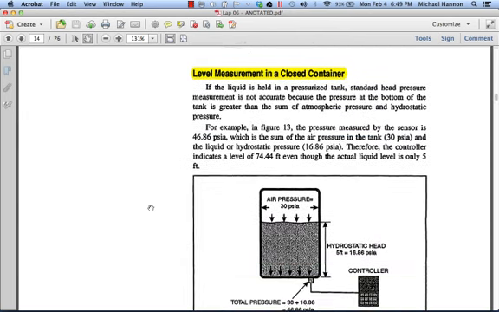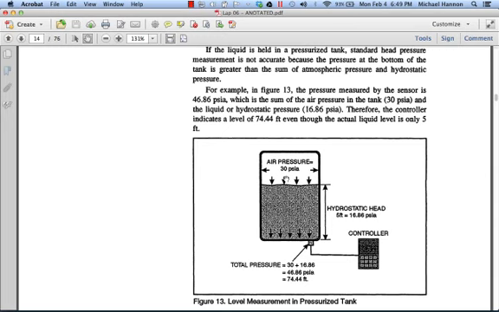In a closed container, you don't necessarily have a consistent 14.7 atmospheric pressure on top of that container. You'll have some other type of air pressure, especially if you're increasing or decreasing the level of the tank and there's no way for the extra pressure to escape. In this particular case, you have to subtract out the pressure that's at the top of the tank from the pressure of the liquid that's below. The only problem with that is that this air pressure on the top of the tank may change over time or based on the level of the liquid.